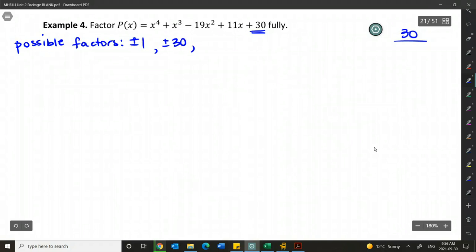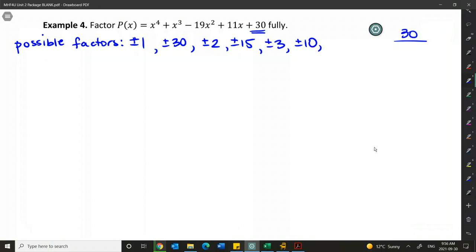Does 2 go into 30? Yes. 15, right? 2 times 15. So I can have 2 times 15, negative 2 times negative 15. So we'll add those in. How about 3? Yes, 3 times 10. So 3 and 10, and negative 3 and negative 10.